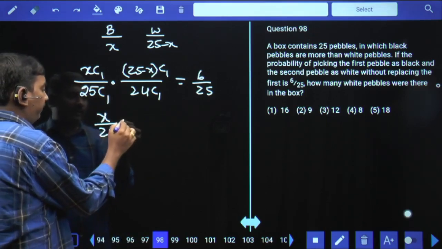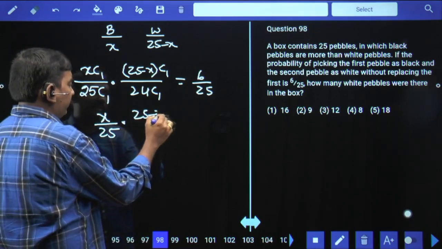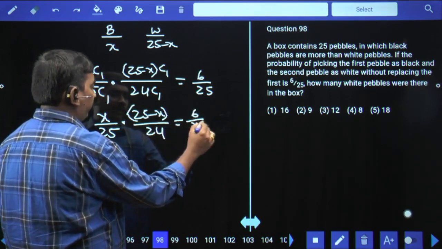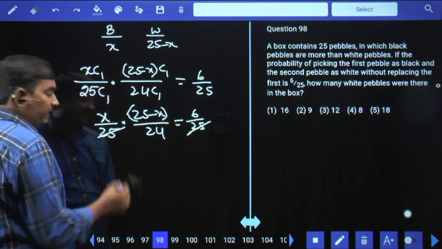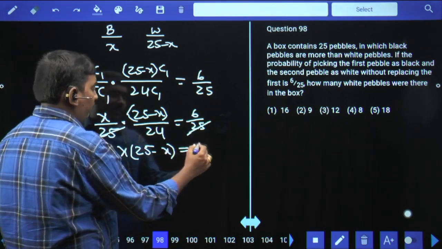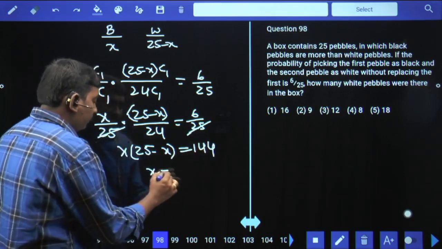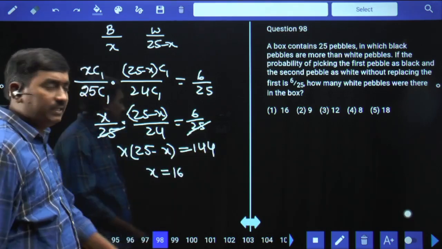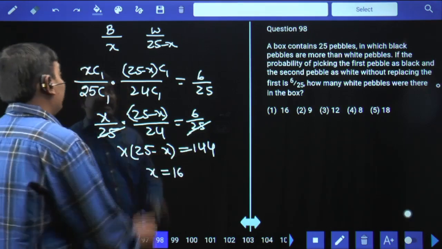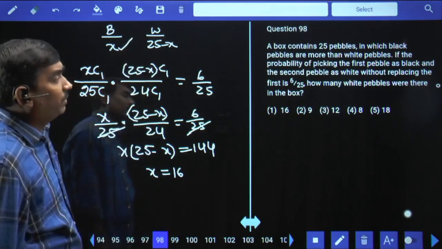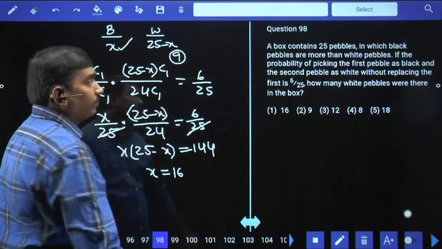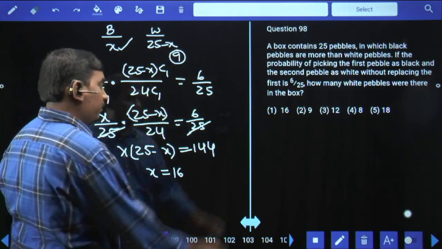x by 25 into (25 minus x) by 24 is equal to 6 by 25. 25 will get cancelled. x into (25 minus x) is equal to 144. x is equal to 16, just on a trial and error basis. 25 minus 16 is 9, and 9 sixteens are 144. x means black pebbles, then the number of white pebbles means 25 minus 16, 9. 25 minus 16, 9 is your answer.